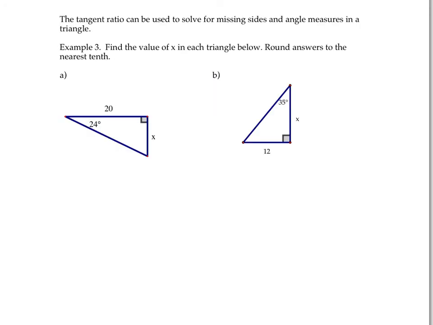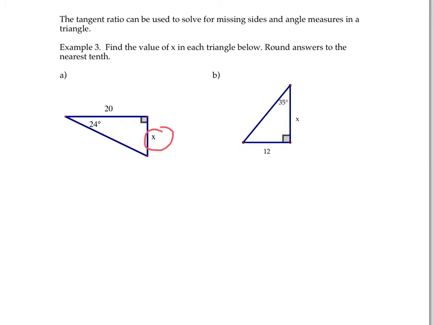So we've learned how to solve for missing sides in triangles by using the Pythagorean theorem and also by using special right triangles, the 45-45 right triangle and the 30-60 right triangle. Now, what would you do if you were asked to solve for a missing side, like we are in example 3, but you didn't have 2 sides so that you could use the Pythagorean theorem, or if your triangle wasn't a special right triangle? Well, that's where trig comes in. It says we can use the tangent ratio to solve for missing sides and angle measures in a triangle.